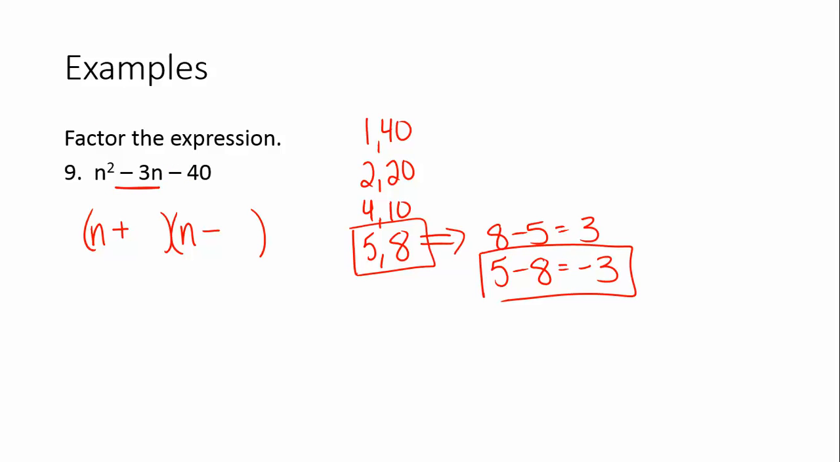That means your 5 needs to be positive and your 8 needs to be negative. That's positive 5n. Oops, I put an x. And negative 8n. And when I add those up, I get negative 3n. So I know I have it factored correctly: n plus 5, n minus 8.